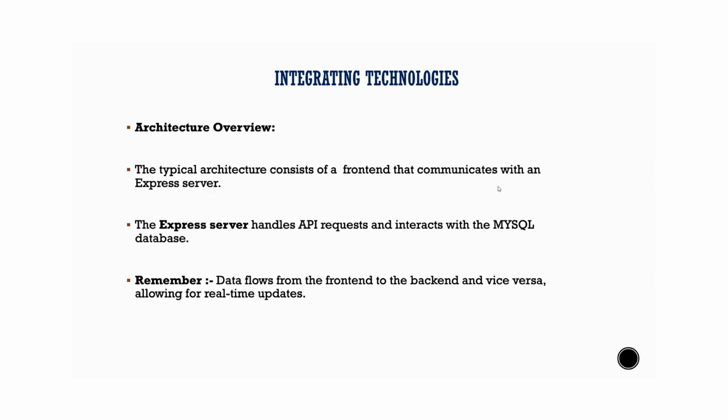Integrating technologies. This slide discusses how different technologies come together to form a cohesive web application. In a typical web application, the front end communicates with the backend through API requests. The backend handles this request, interacts with the database to retrieve or store data, and sends a response back to the front end.